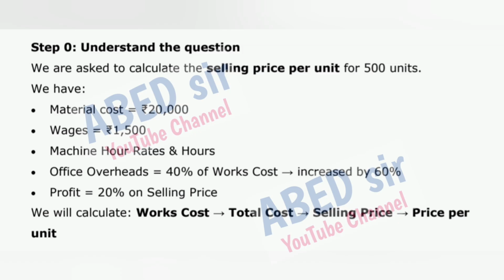We have material cost is equal to 20,000 rupees. Wages is equal to 1,500 rupees. Machine rates and hours. Office overheads is equal to 40% of works cost increased by 60%. Profit is equal to 20% on selling price. We will calculate works cost, total cost, selling price per unit.